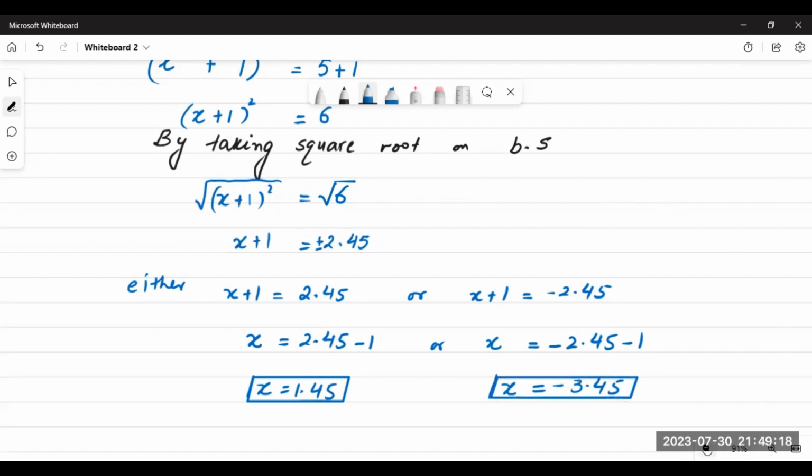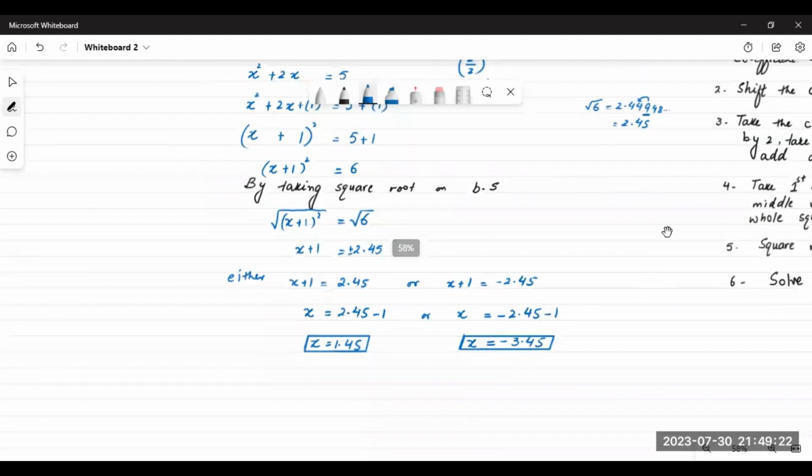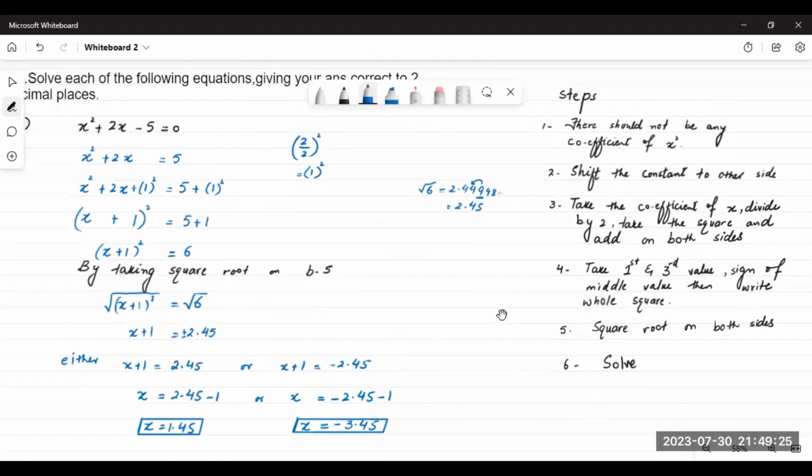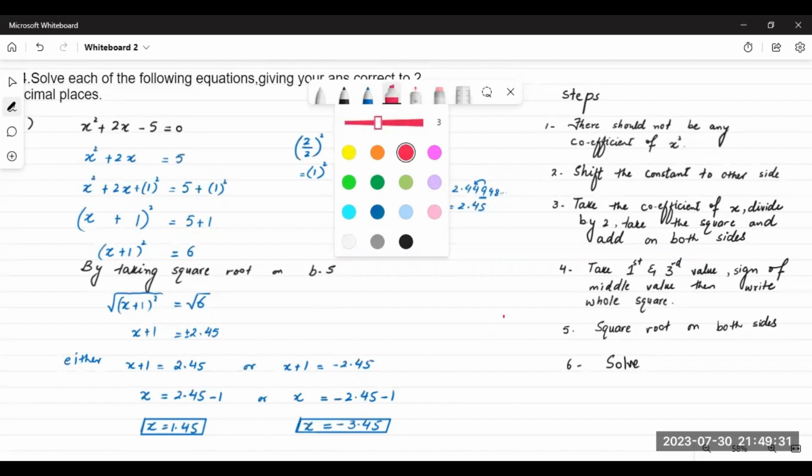I'm going to minimize the screen, and you can see the steps also and how I apply the steps to the question. You can see very clearly. Look at those. We are going to continue with step number one, that there should not be any coefficient of x square other than 1. So there is no coefficient. The first step is clear.